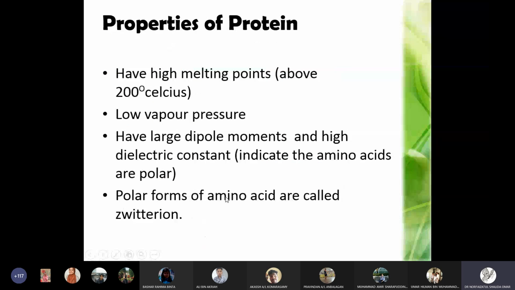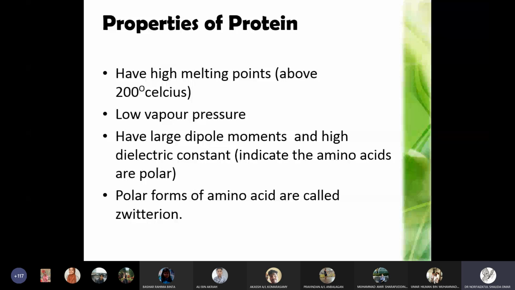Okay, next is on the properties of the protein. As usual, it has the physical properties and the chemical properties also. The physical properties are a high melting point, low vapor pressure, large dipole moments and a high dielectric constant. Like lipid, which has its specific properties, hydrophobic and hydrophilic, the protein also has this.